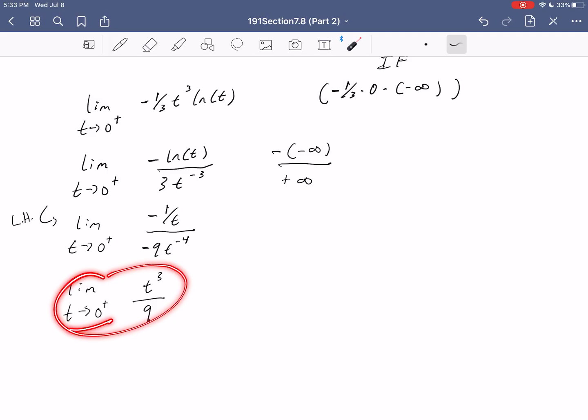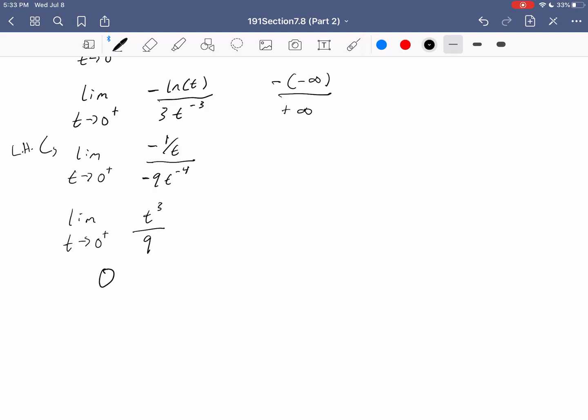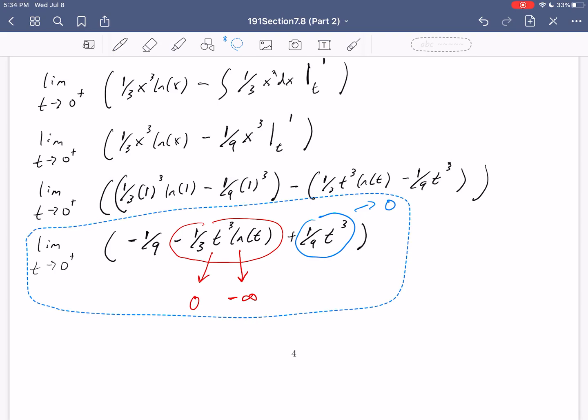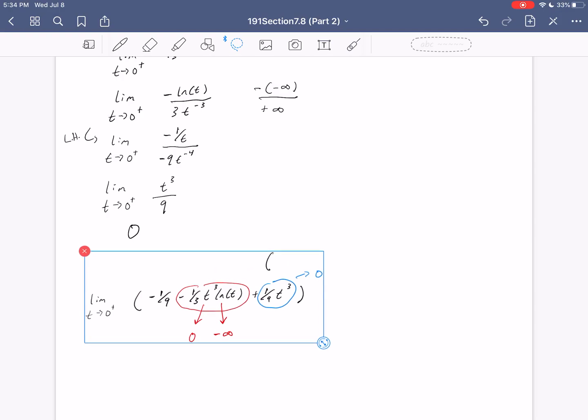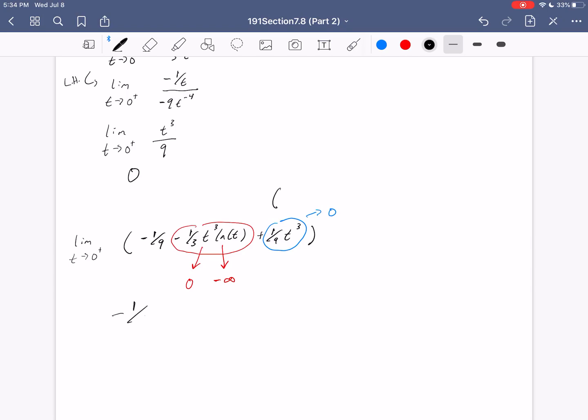Where is this headed? Well, as t goes to 0, now this is a t to a positive exponent, so this is headed to 0. So after all that, if we go back and grab what we originally had, bring this over here. After all that work, we just figured out that this term here is also going to 0. So this overall limit is going to be going to minus 1/9 plus 0 plus 0. So we get minus 1/9 overall, which means this is an example of a convergent type 2 improper integral.